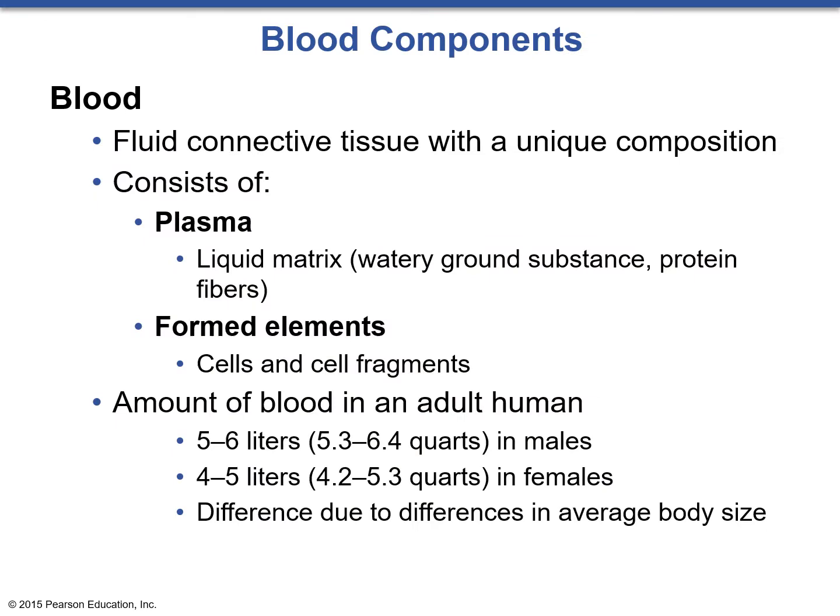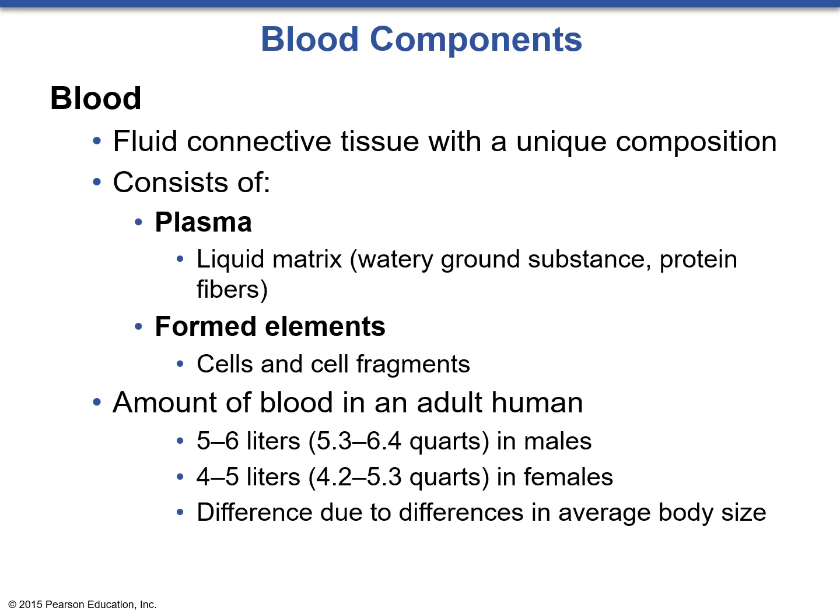Blood itself is a fluid connective tissue with a unique composition. Like all connective tissue, it consists of a primary cell, in this case the formed elements and cell fragments, and then it consists of the matrix, which in this case is plasma. Plasma is going to be a watery ground substance that has protein fibers throughout it.